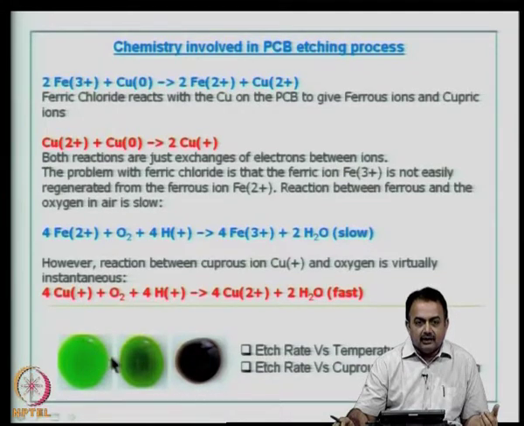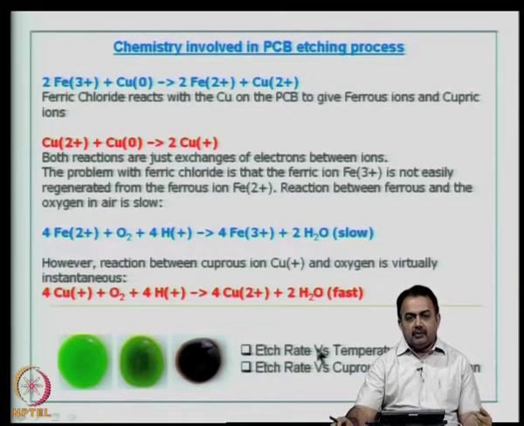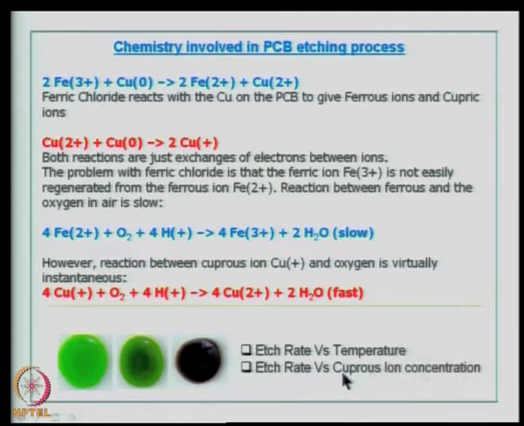As time progresses, as you start using the etchant material, you see it becomes dark, and then finally, without regeneration, it becomes black in color, almost brownish black, and this is the time when you have to regenerate the material. So, at the bottom of the slide I have put two very important issues that you need to always look at as a manufacturer: etch rate versus temperature and etch rate versus cuprous ion concentration.